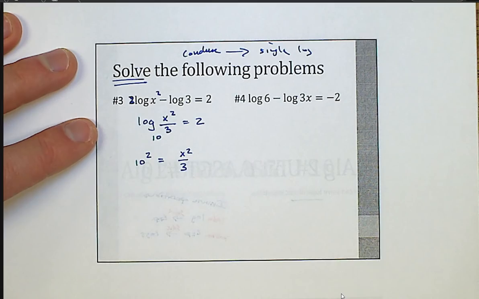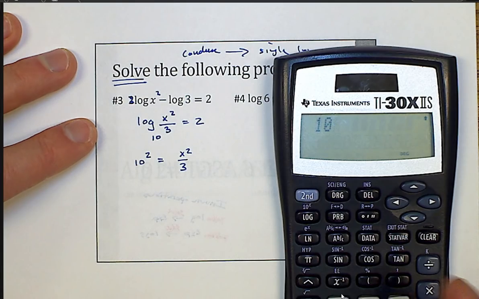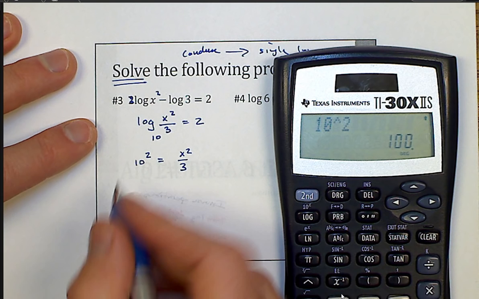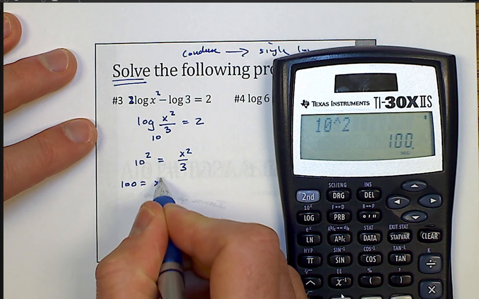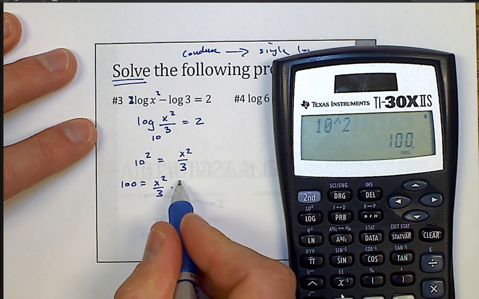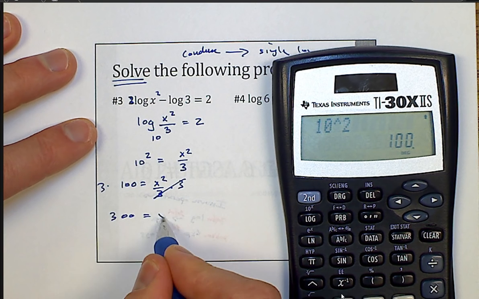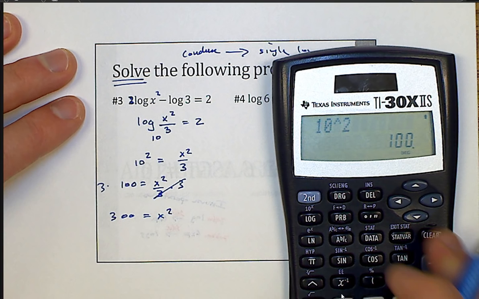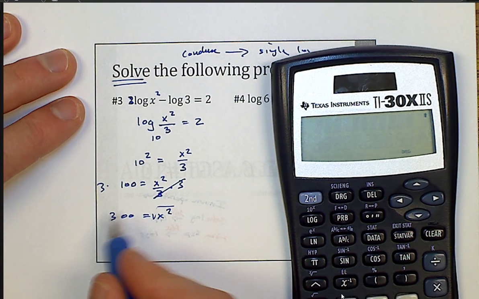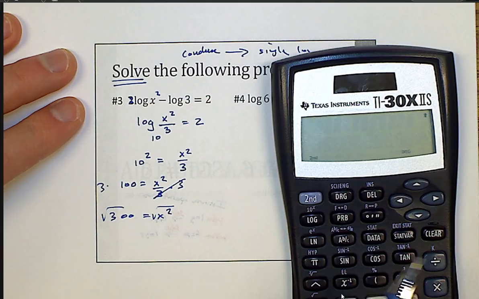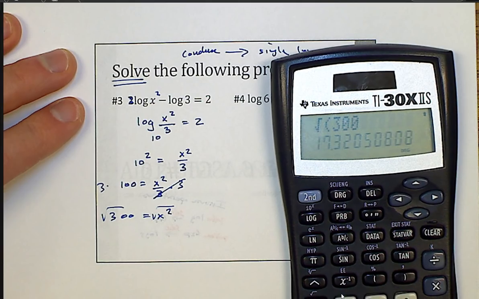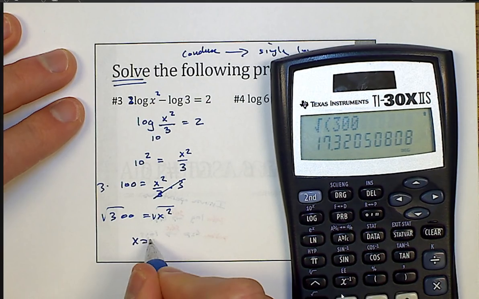And we can go, 10 squared, or 10 times 10 is 100, right? So we should be good there, no problem. And then we get 100 equals x squared over 3. We can times both sides by 3 to get rid of my 3's, and I have 300 equals x squared, and then I'm going to take the square root of 300, so second square root of 300, we get x equals 17.32, okay?